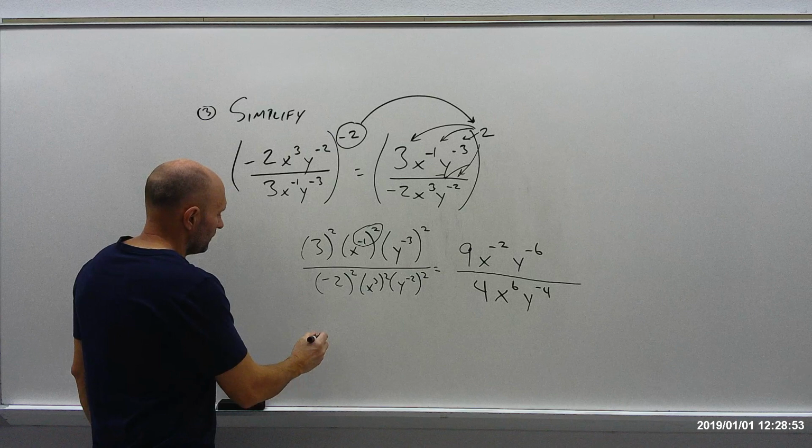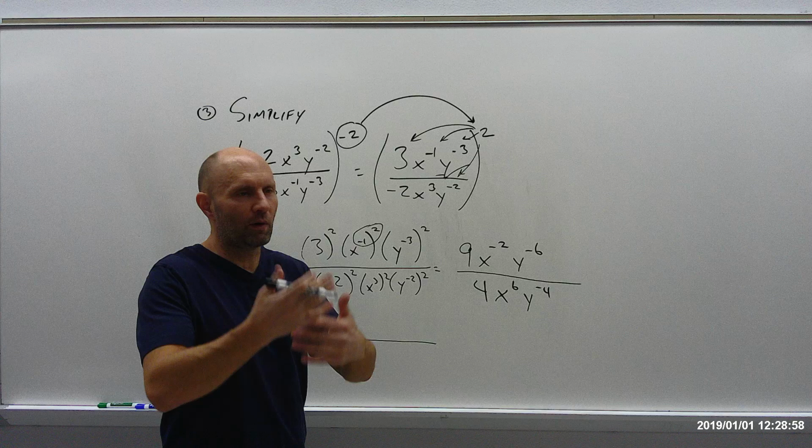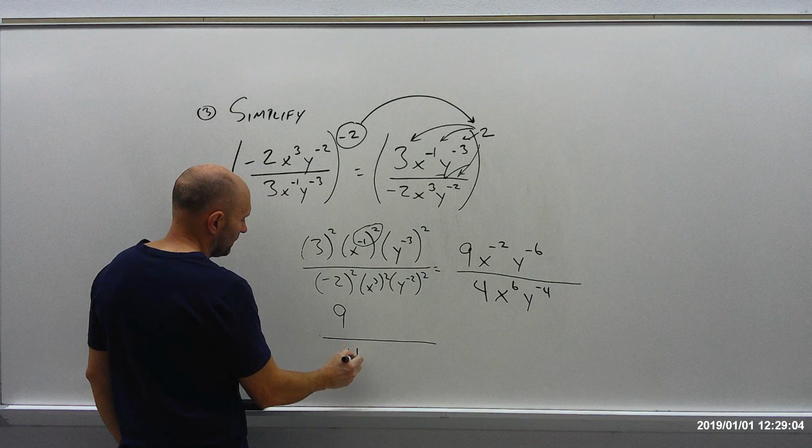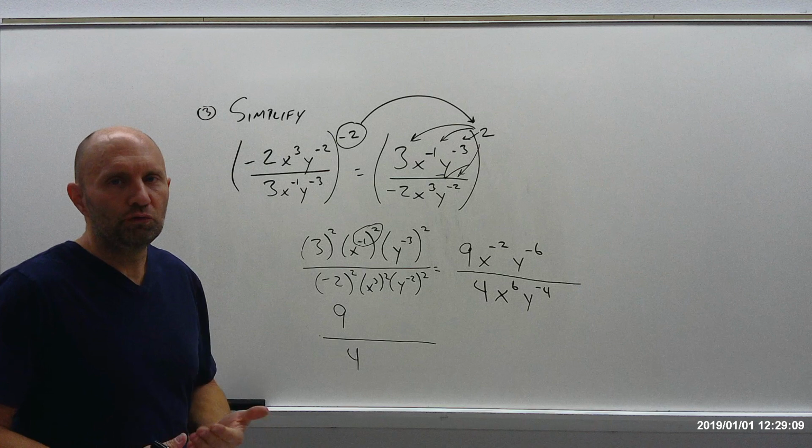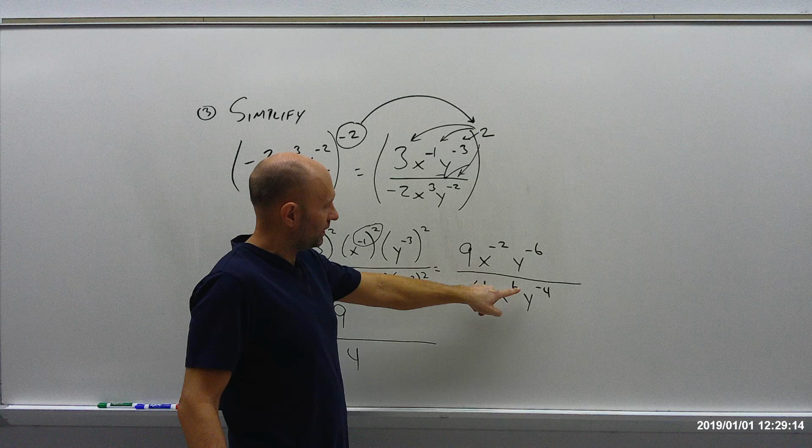Now from here. So the number parts are done. There's nothing to do with them. I don't do 9 minus 4 like, oh, I want to bring the 4 to the top or something. No, they're done. I'm bringing it up with a 9 in the top and the 4 in the bottom. Now you can apply your exponent rules here. You can also do the shortcut that I showed you guys, which is what? Where for the x's, where's the bigger exponent? It's in the bottom. So the x value is going to end up in the denominator.